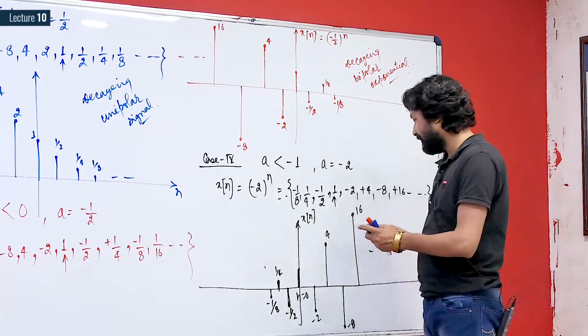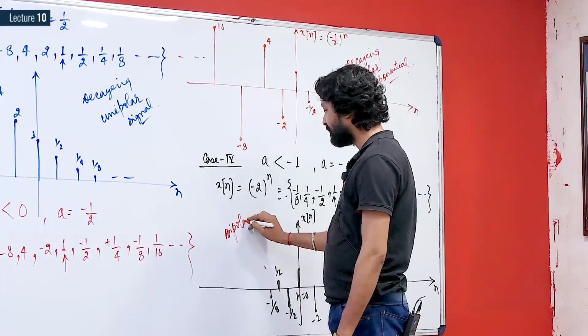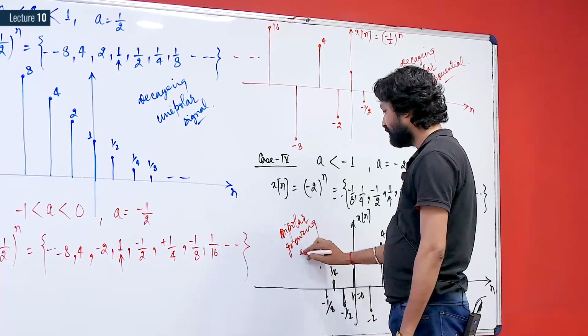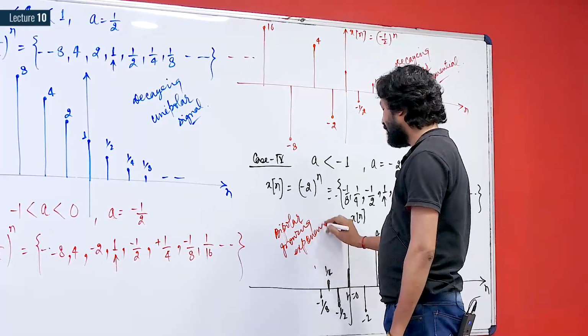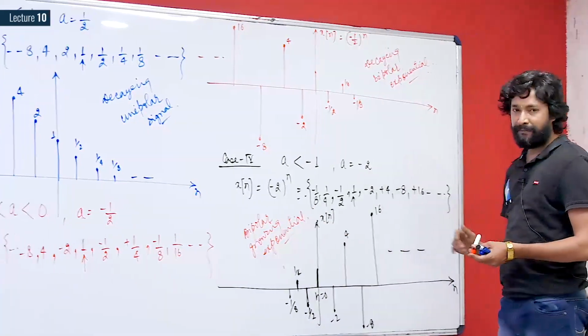So for this signal, you can say it is a bipolar growing exponential. Actually it is not exactly an exponential, but we see that the shape is almost exponential.